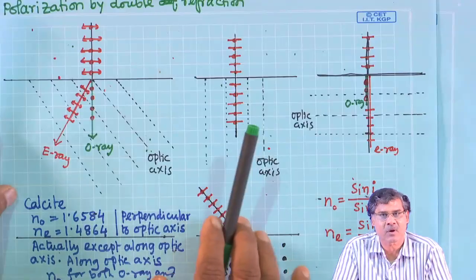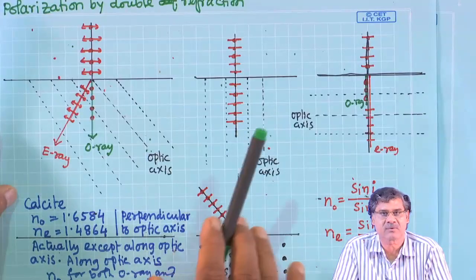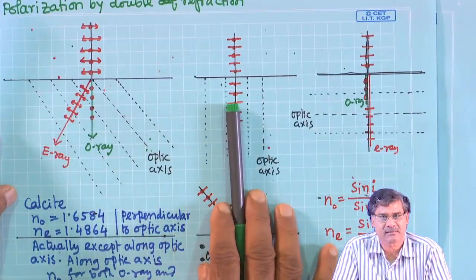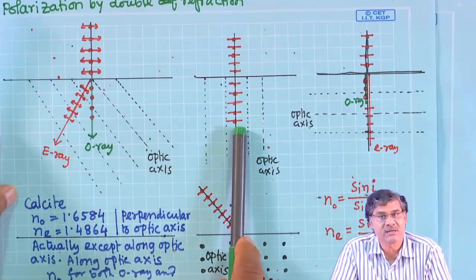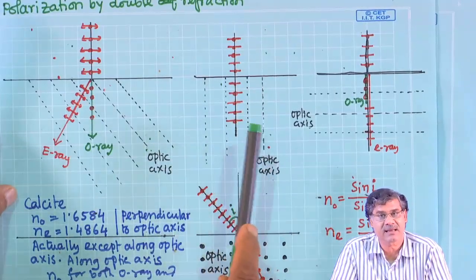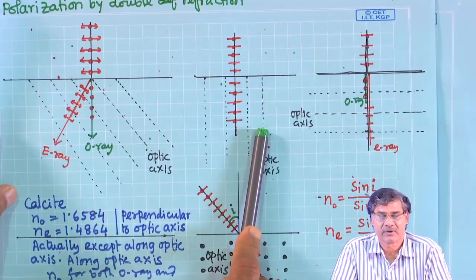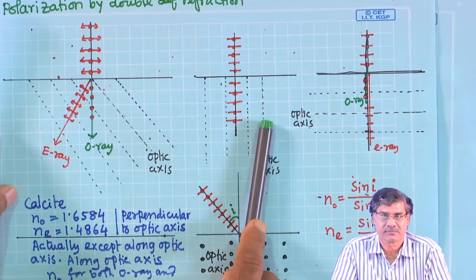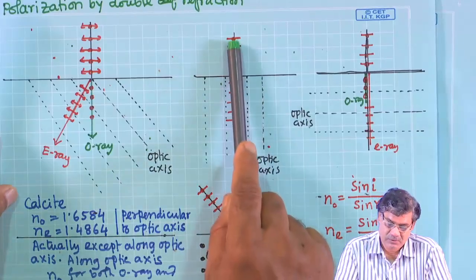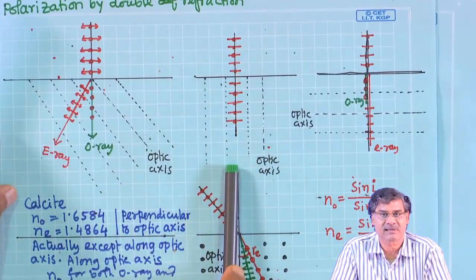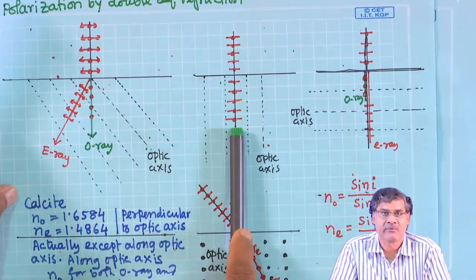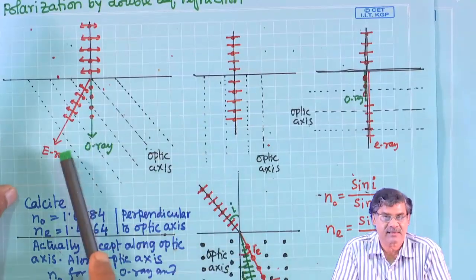What is the direction of the optics axis with respect to the surface of the crystal? In this case, velocity or refractive index are the same for the O ray and E ray. So they are moving along the optics axis, and they will not be separated like this.